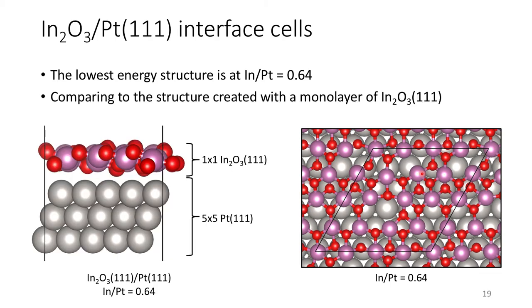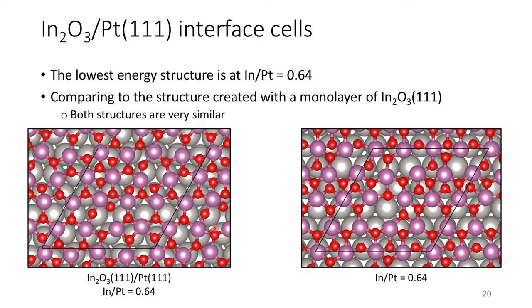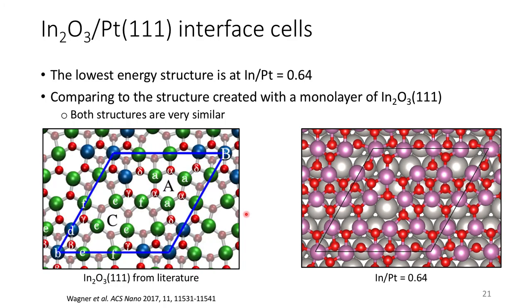So if we cleave the indium oxide 111 surface and put it on a platinum 111 substrate, the structure with the lowest strain, which happens to be the 111 supercell of In2O3 and a 5x5 supercell of platinum, gives us this. Very interestingly, it's the exact same indium to platinum ratio and a nearly identical structure to what we obtained using the procedure I outlined. And if I additionally compare it to the In2O3-111 structure from the literature, there's also a close match. So I guess we really could have saved ourselves some time.